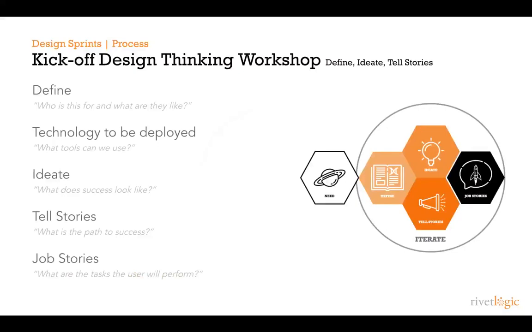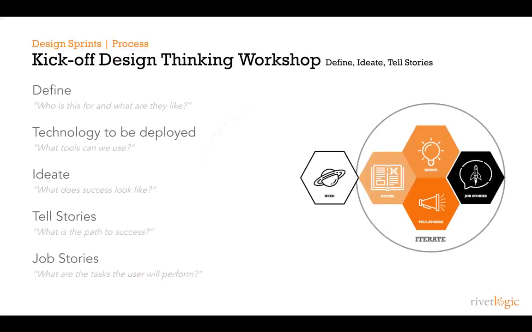And job stories work kind of like requirements, but they're far more focused on the user and human-centered design than most requirements that we see. We define who is this for and what are they like. We consider the technology that will be used to deploy it. We come up with ideas. Ideate is just a fancy word that we have for coming up with ideas. Define what success looks like. We tell stories so that we know what the path to success looks like. And then we create the job stories, the tasks that the user will perform. And we come up with as many job stories for the product as we can during that period.